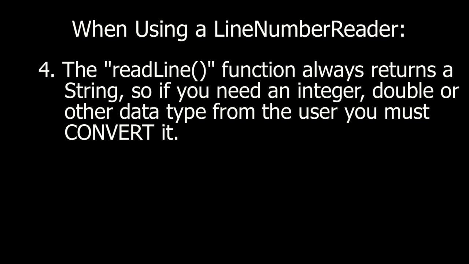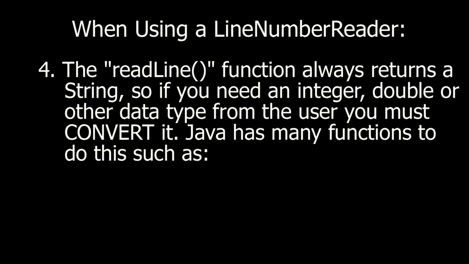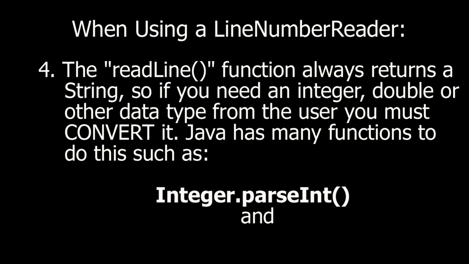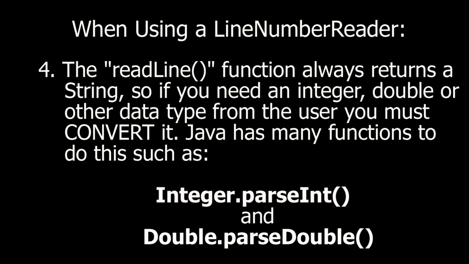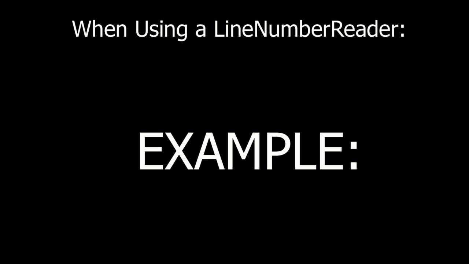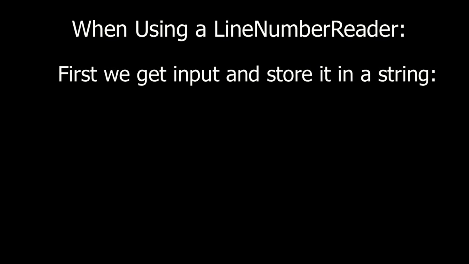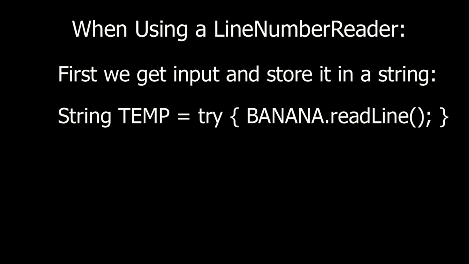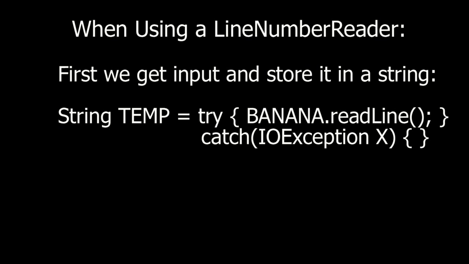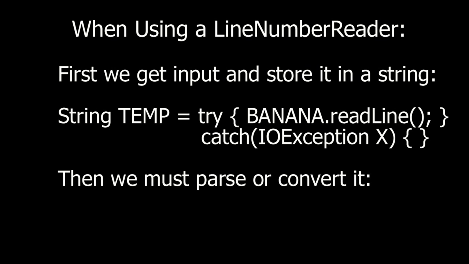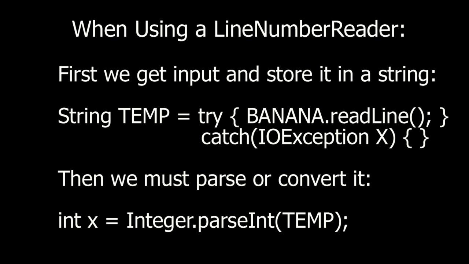The readLine function always returns a string, so if you need an integer, double, or other data type from the user, you must convert it. Java has many functions to do this, such as integer parseInt and double parseDouble. Example. First we get input and store it in a string. So we'll make a temporary string, use the assignment operator, and store in it the string we get from readLine. Then we'll catch the exception. Then we must parse or convert it because it's not the right data type. So we take an integer x and we call integer parseInt and pass in the string.